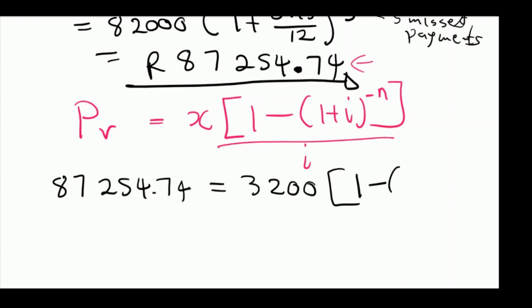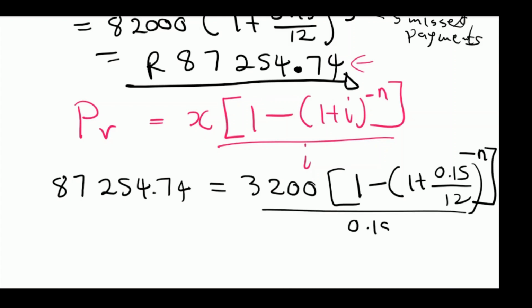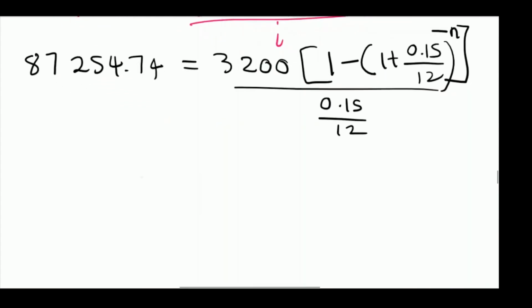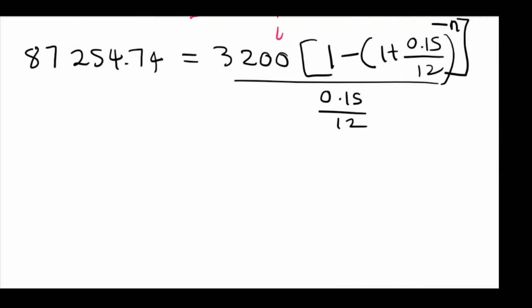So it's 1 minus (1 plus the interest rate, which is 15%, so it's 0.15 divided by 12), and we want to know the number of payments, so it's going to be to the power of minus n. Close bracket, divided by 0.15 over 12. So now we're going to find this n because we want to know how many payments she will make.